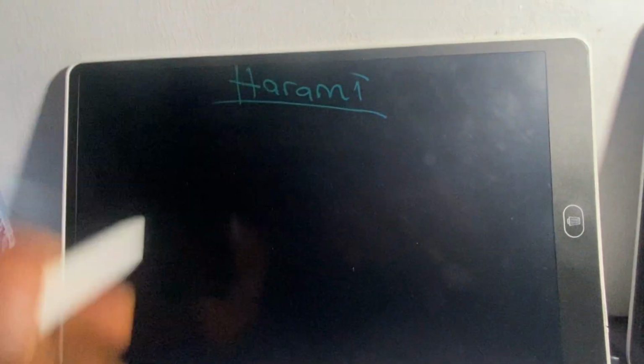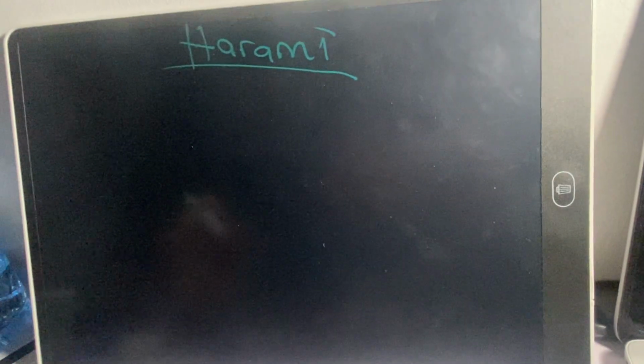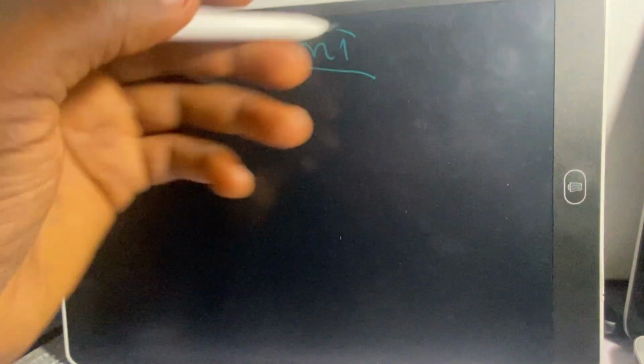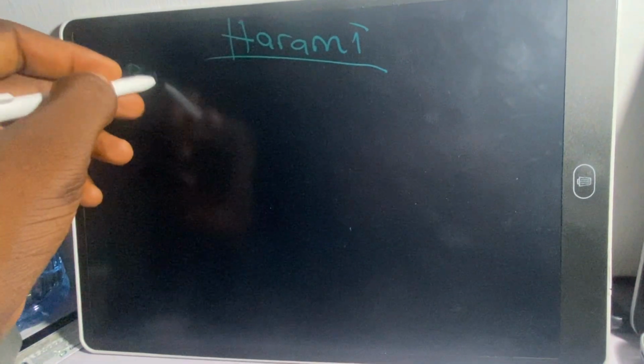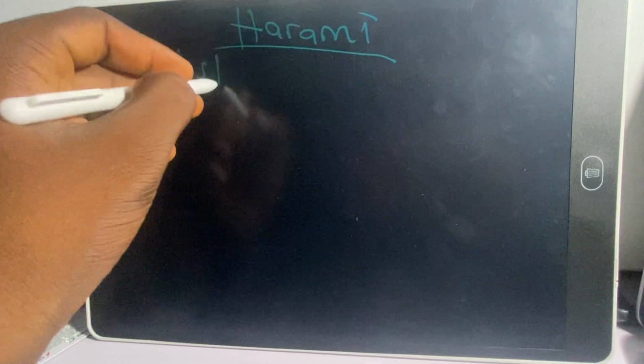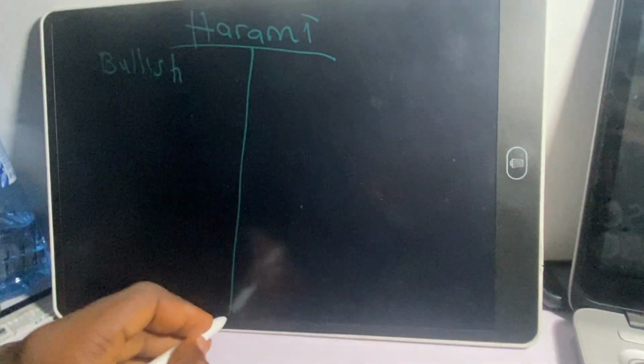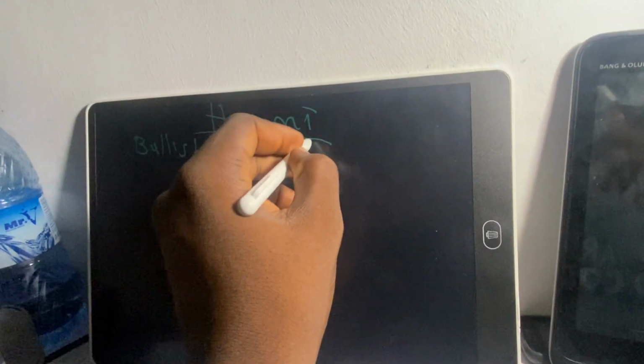As we know, the candlestick is also called the Japanese candlestick. It was invented by the Japanese. Harami in Japanese means pregnant. So the harami pattern is telling us about a pregnant candlestick, like a pregnant woman, for example. And we have two types of harami. We have the bullish, and we have the bearish harami.